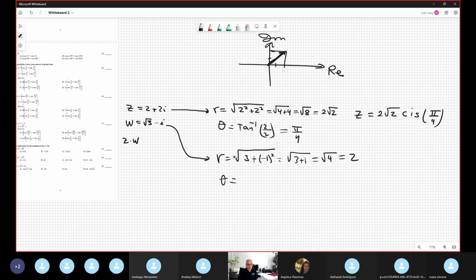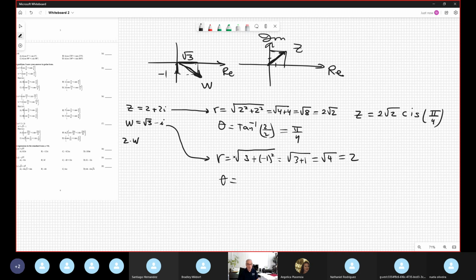Okay, now theta. Theta is complicated. Remember, my recommendation is always to do the sketch of the complex number. The complex number is radical 3 minus i. So the representation for the second complex number, W: radical 3 is the real part, which is positive. But the imaginary part is negative, it's negative 1 because of the negative i. The complex number lies in the fourth quadrant.